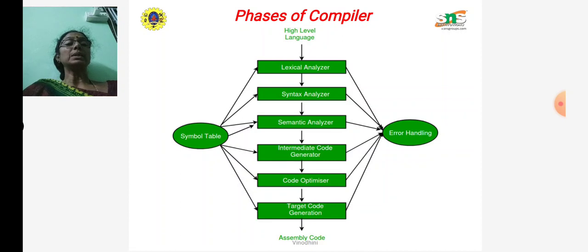Today, I hope you all understand what the language processing system is, how our high level language is converted into the absolute machine level language, and what translators are required for that conversion.